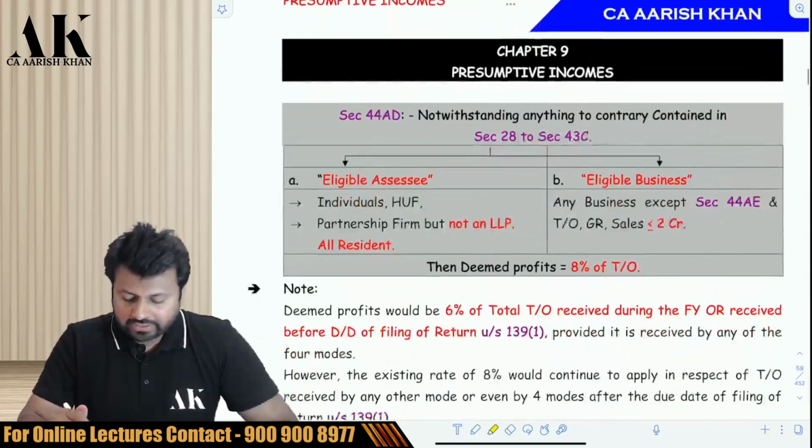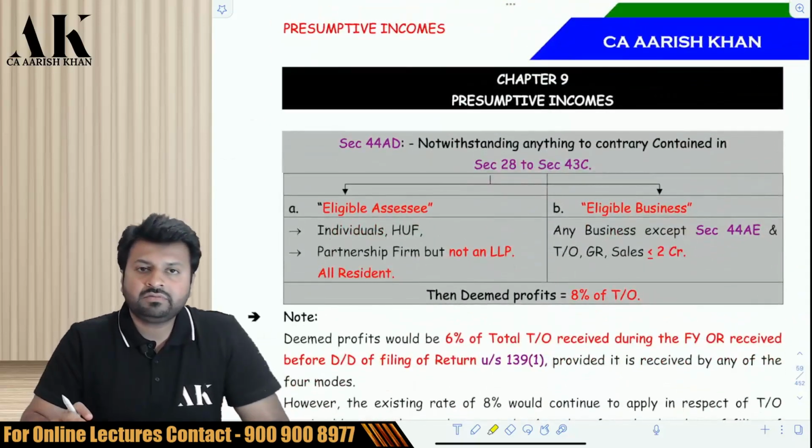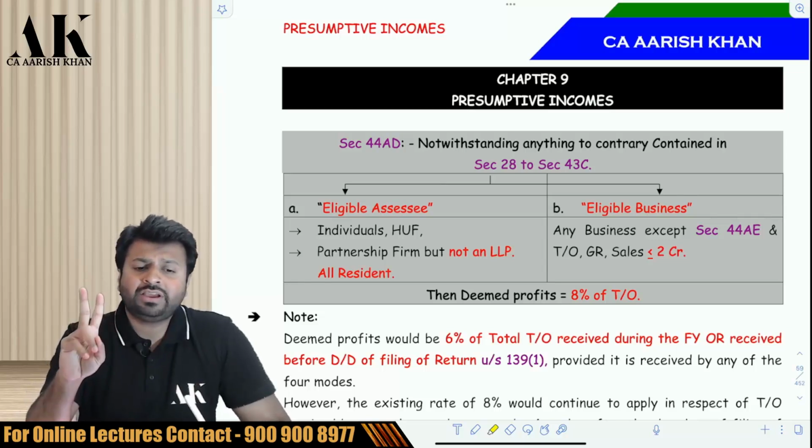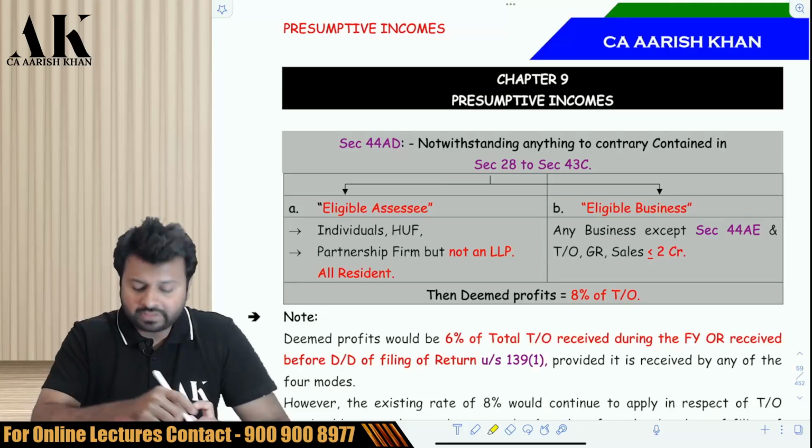Now, let us go ahead with the next one, which is very important. That is presumptive income. Here we are going to see 3 sections, 44AD, 44ADA and 44AE, which talk about presumptive income. First of all, 44AD is applicable to whom? It is applicable to eligible assessees. And who are eligible assessees? Eligible assessees can be individual, HUF, firm, but not LLP, and all of them have to be residents.